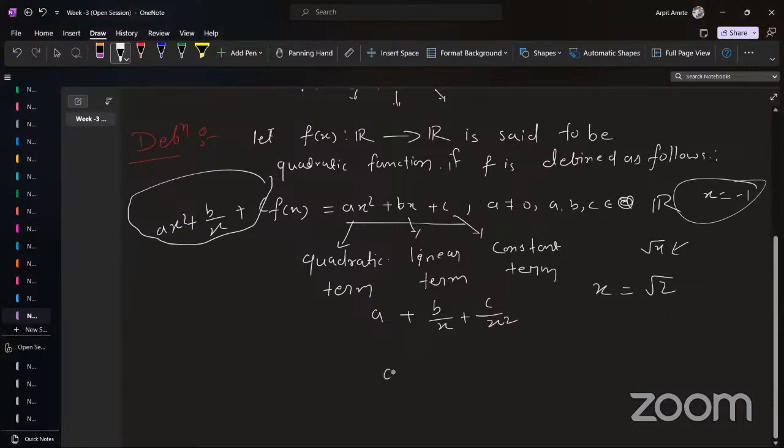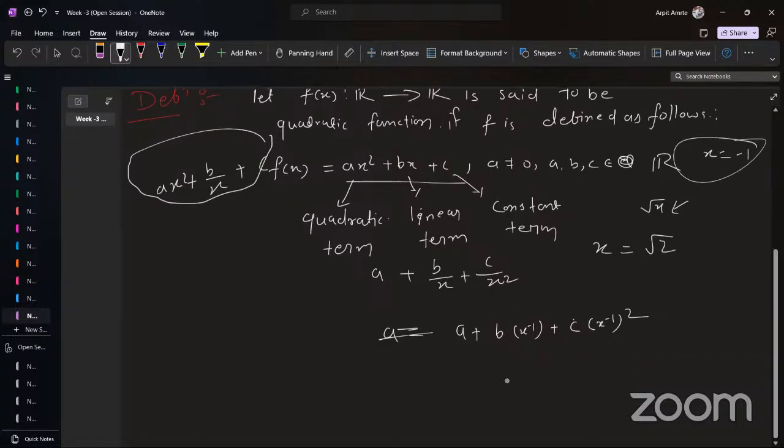Someone will come to me and say, yeah sir, you can write it like this: a plus b x inverse plus c x inverse whole square. They will say this equation also looks like a quadratic function, but this is not. If you put x inverse equals y, then we will consider this equation in terms of y. But we cannot consider x equals 0 in this case. You are getting my point?